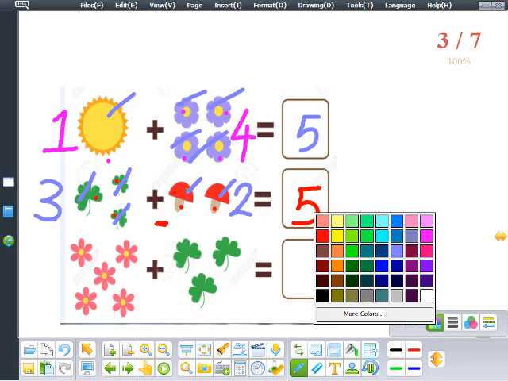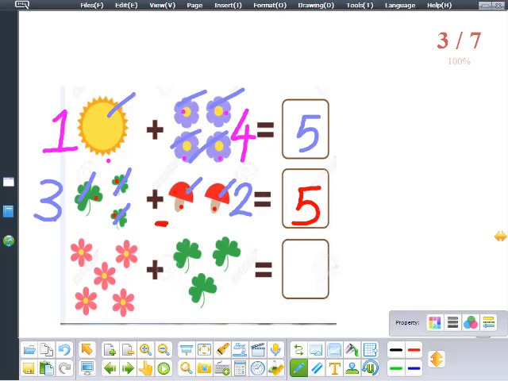Let's use orange. Let's count. Here we have some pink flowers. 1, 2, 3, 4, 5. How many pink flowers are here? 5. Let's write number 5. What about the green leaves? How many are there? 1, 2, 3. 3. Let's write number 3.